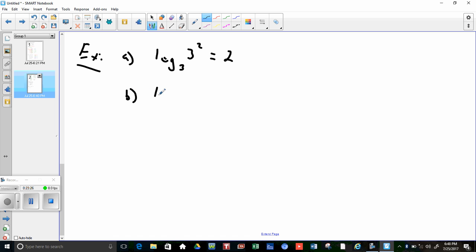So if we have log of 7 to the negative 1 base 7, again, base and argument are the same. The answer is the exponent. Okay, not really that difficult to do.